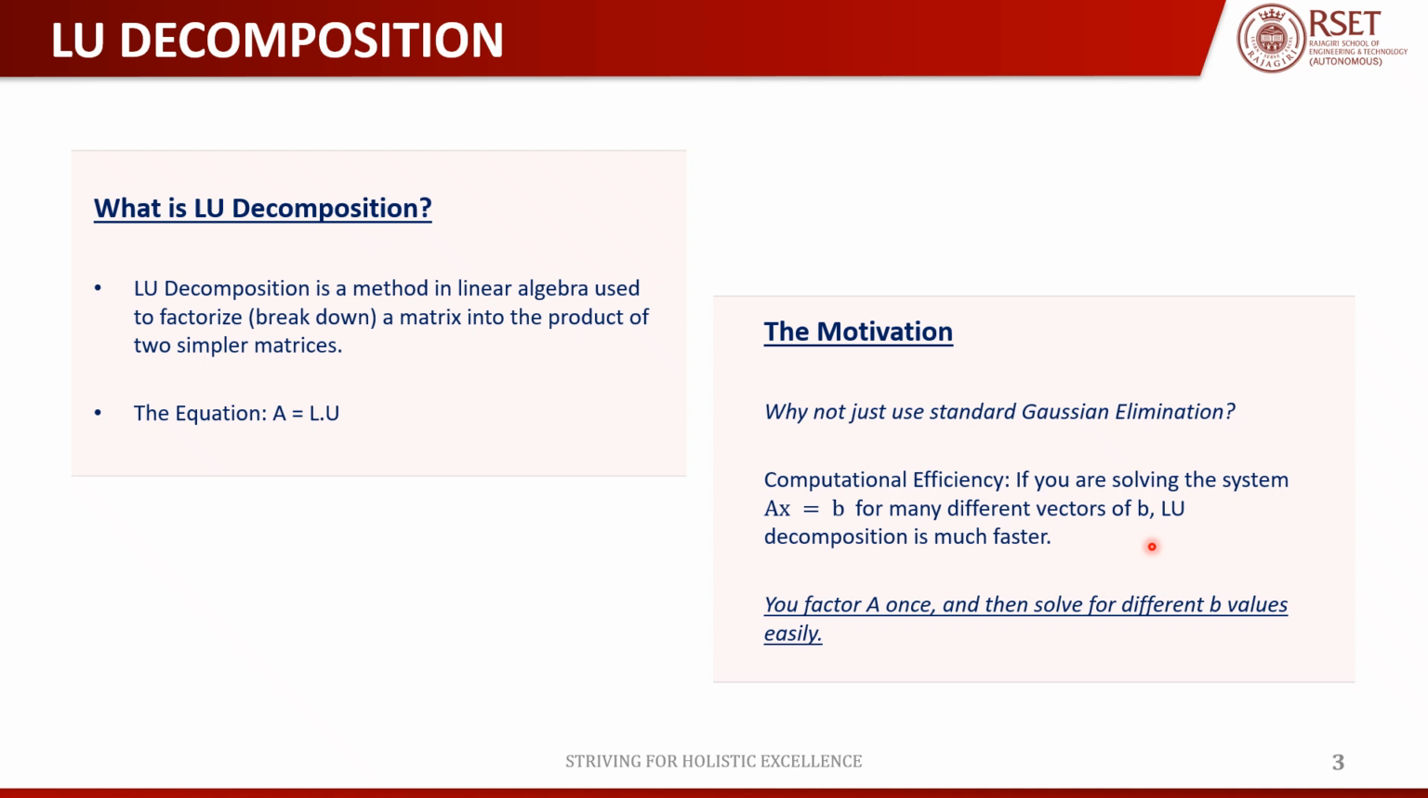If we take any B, we can solve this. So you factor A once and then solve for different B values easily. We can use any B values to solve this. I think you will understand that by solving a problem. So for now, just understand that by decomposing A into L and U, you will be able to solve for any B you get. So that is the specialty of the LU decomposition method.